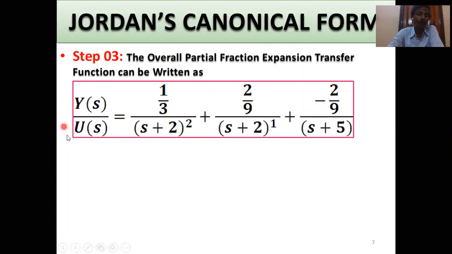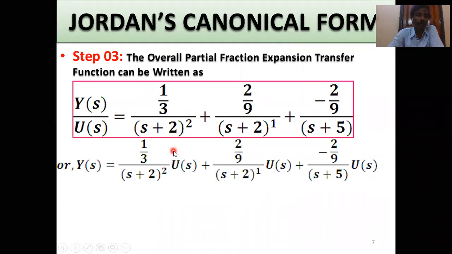Then the overall transfer function Y(s) by U(s) equals this. Multiplying both sides by U(s), the U(s) cancels on one side, leaving only Y(s). On this side we get 1 by 3 into (s plus 2) squared into U(s), plus 2 by 9 into (s plus 2) to the power 1 into U(s), plus minus 2 by 9 into (s plus 5) into U(s). So multiplying both sides by U(s), we get Y(s).